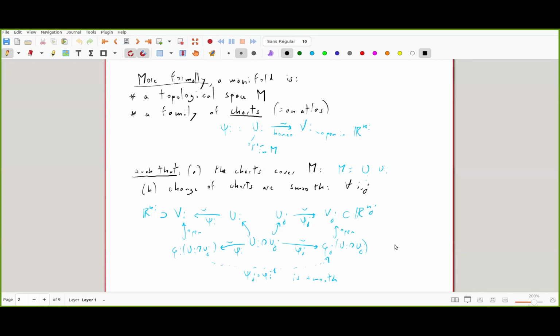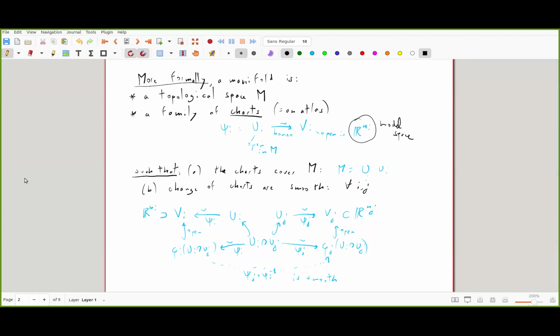If you go from an open subset of R^(n_i) by one chart, and then you go by another chart to another vector space R^(n_j), then it should be C-infinity. I wrote the formal diagram, which is a little bit annoying. And by the way, this thing is what we call the model space of the manifold.